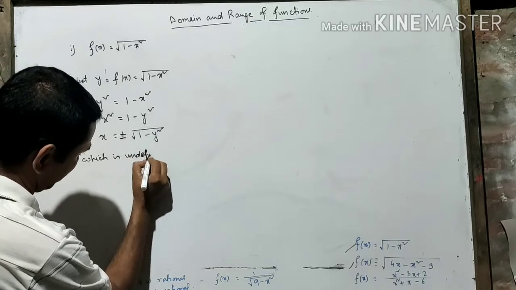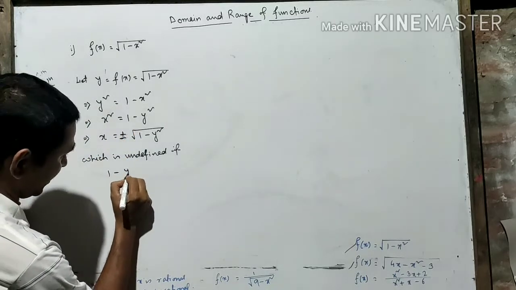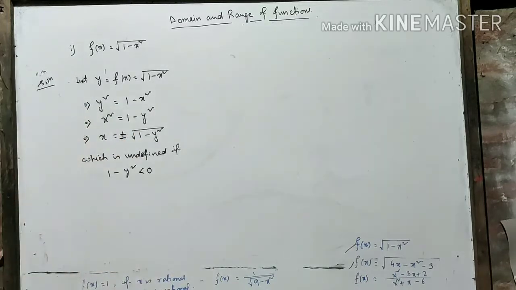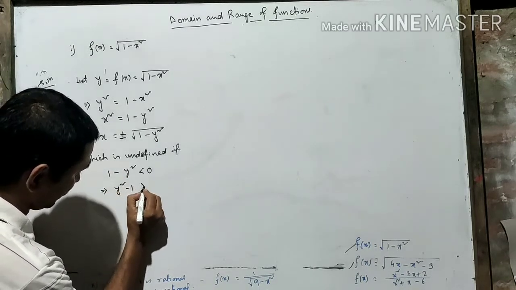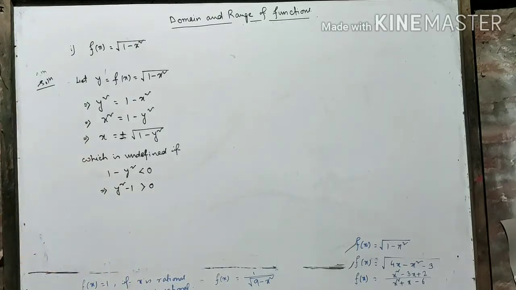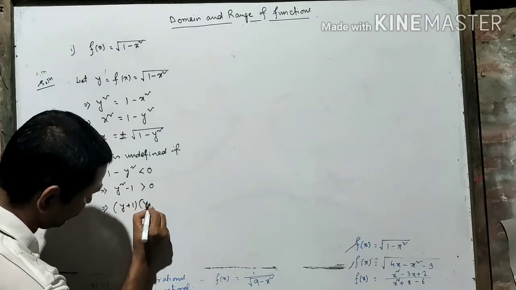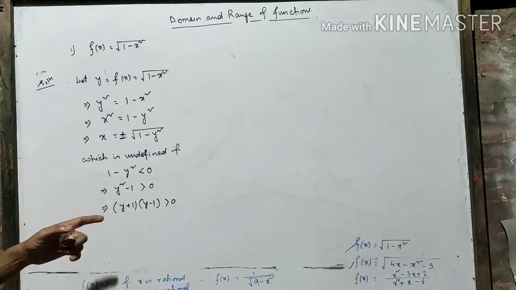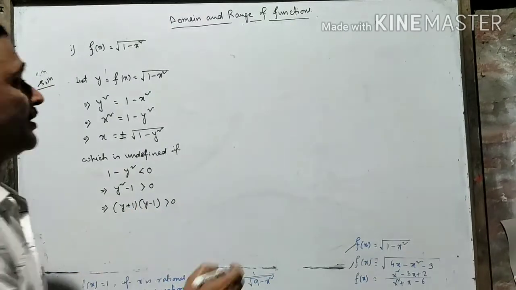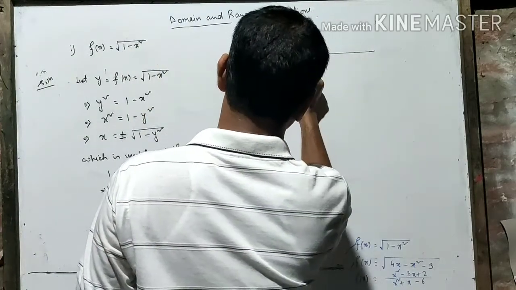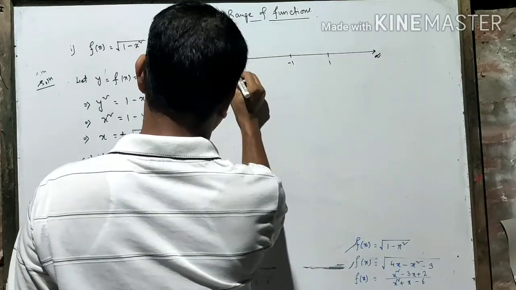Okay. So which is undefined? Whenever 1 minus y square is less than 0, because this is under the radical sign. Now you have to make y square positive: y square minus 1 greater than 0. Sign changes, inequality changes. This implies (y plus 1)(y minus 1) greater than 0. Now what you have to do? You have to find the zeros. What are the zeros? Minus 1 and plus 1. Put the zeros on the real number line. Minus 1, plus 1. So from minus infinity up to infinity.